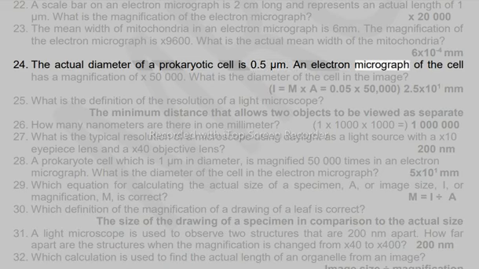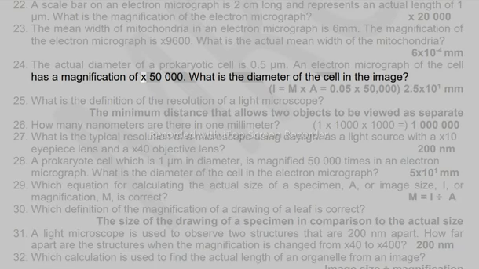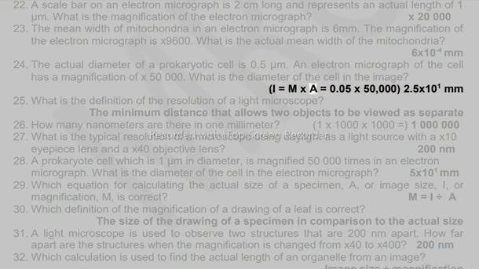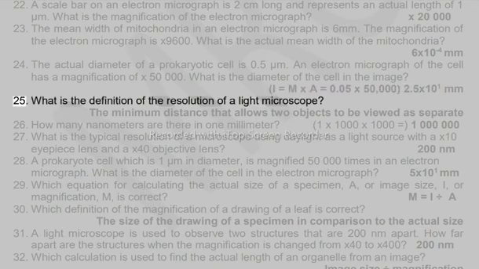24. The actual diameter of a prokaryotic cell is 0.5 micrometers. An electron micrograph of the cell has a magnification of x50,000. What is the diameter of the cell in the image? I = M x A = 0.05 x 50,000 = 2.5 x 10^1 millimeters.